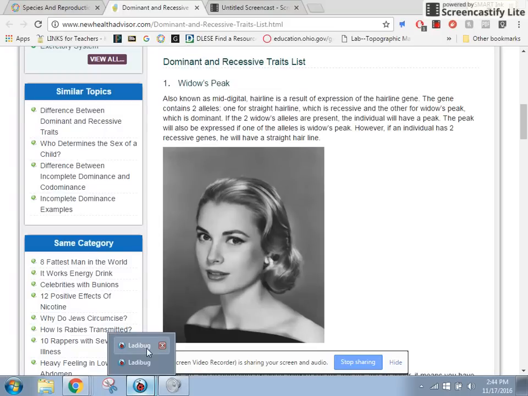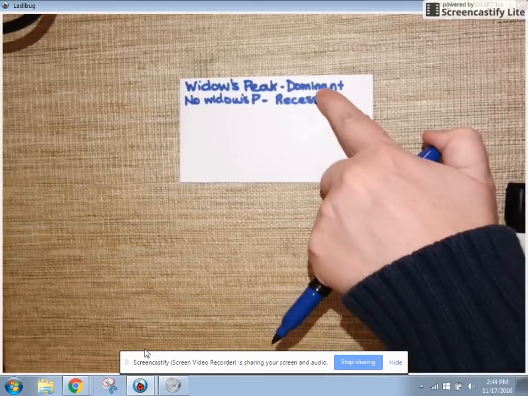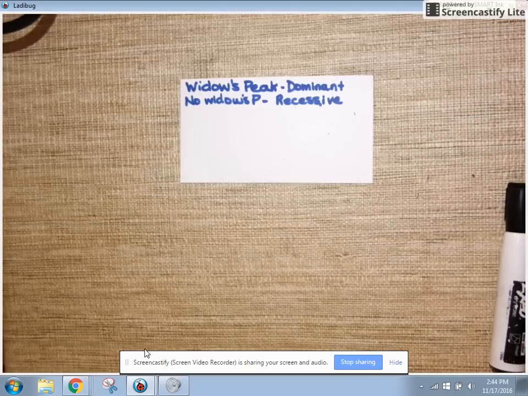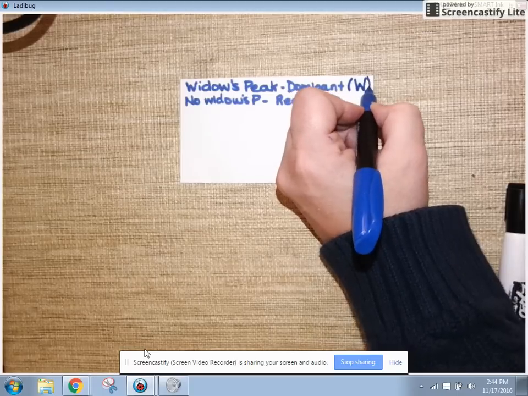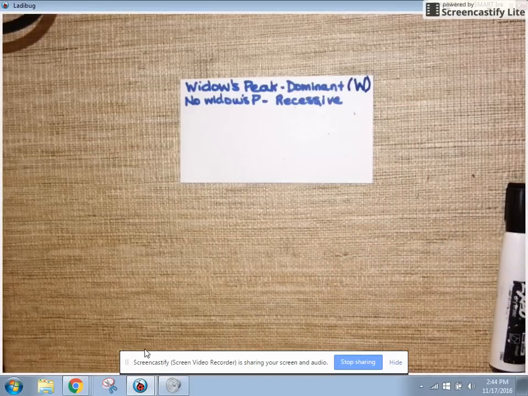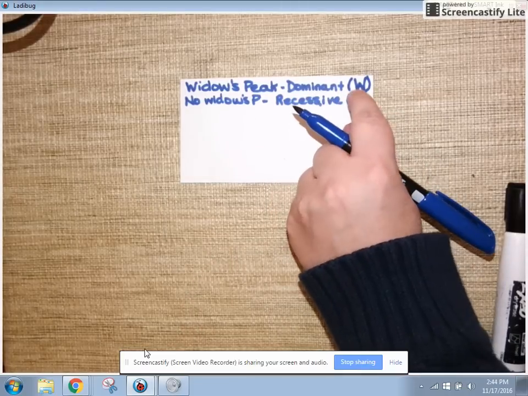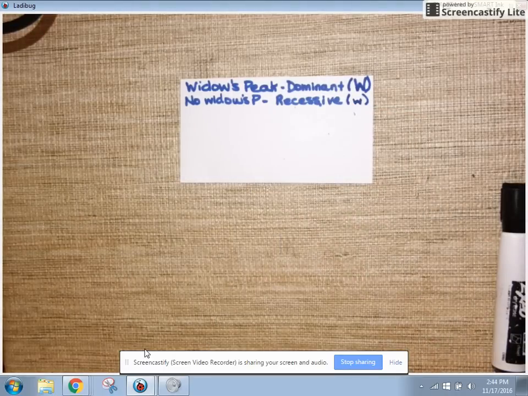So let me show you what this will look like. Right, so I have these traits that I've listed, and I've also clarified that having a widow's peak is a dominant trait, not having a widow's peak is a recessive trait. Now, dominant traits, when we do their abbreviations, we tend to use capital letters. I could really use any capital letter I wanted to, but I'm going to choose a capital W because I'm talking about a widow's peak. Now, no widow's peak is a recessive trait, and we tend to take this very same letter and make it a lowercase version to show that this trait, having no widow's peak, is recessive.